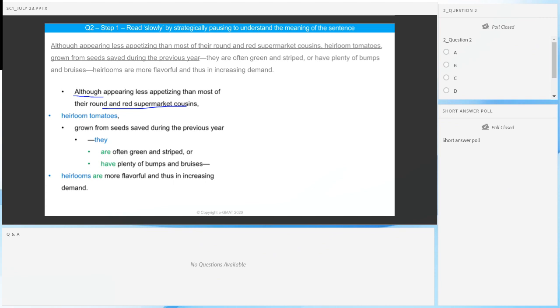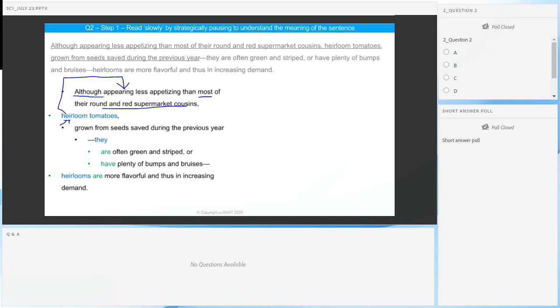So: although appearing less appetizing than most of their round and red supermarket cousins. Okay, so we understand the author is talking about some entity that does not look very pretty. Again, the comparison is here, than most of their round and red supermarket cousins. Both entities would be cousins to each other, right? So this particular entity definitely does not look as pretty as its round and red supermarket cousins. What is that entity? Now we get to read about that entity, which is heirloom tomatoes.